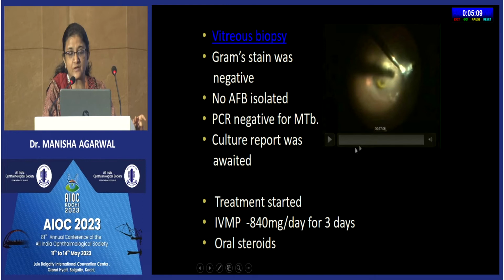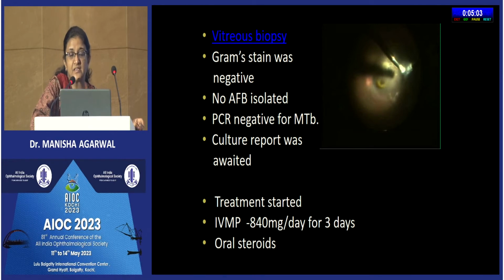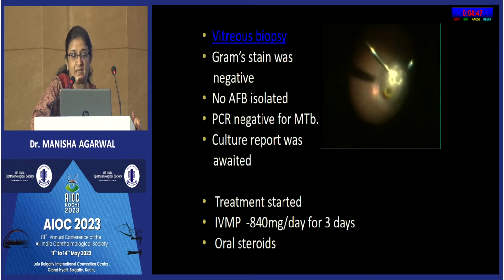So I was not very sure with what we were dealing with, so I went ahead and I did a vitreous biopsy. And this is something we should really opt for when we are lost with our diagnosis. So you see that a vitreous sample was taken overlying this particular lesion in the macular area. The gram staining came out to be negative. There was no acid-fast bacilli which was isolated. The PCR was negative again for MTB.